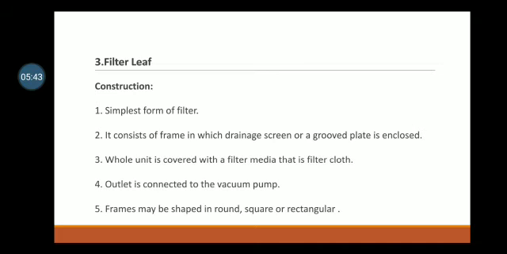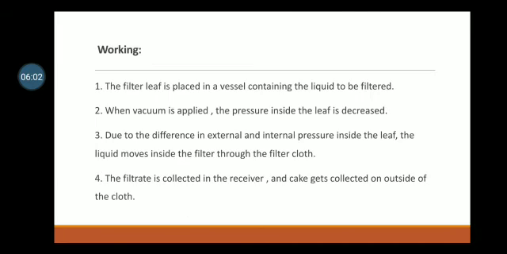It consists of a frame in which a drainage screen or a grooved plate is enclosed. The whole unit is covered with a filter media, that is, filter cloth. The outlet is connected to the vacuum pump. Frames may be shaped in round, square or rectangular.